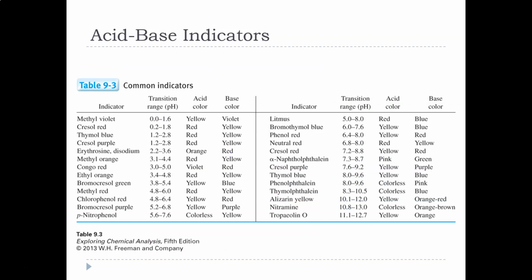So this is just a list of indicators. Again, not a thing to memorize, but you can see next to the indicator color, it shows the transition range, which is like the pH range that it changes color. And it shows you the acid form color and the base form color.